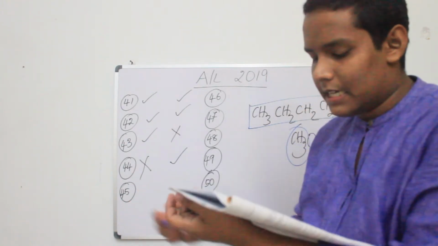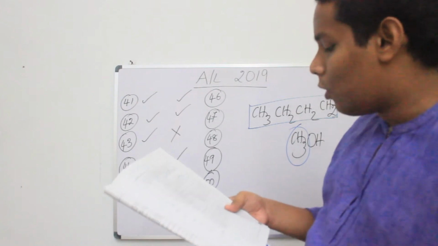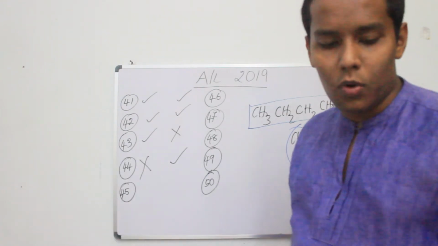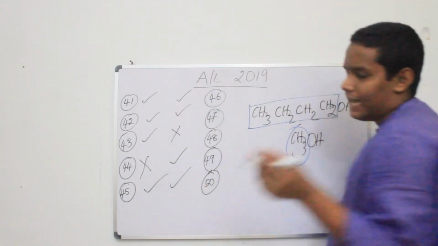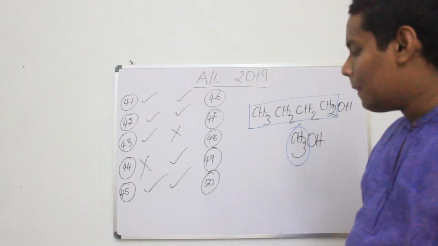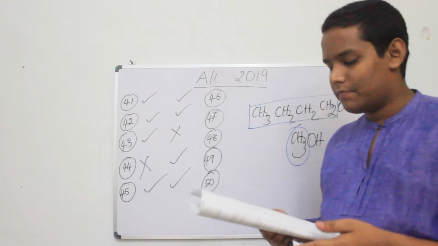45, the first one is correct. Second one, solubility of alcohols in water decreases as the size of the nonpolar alkyl group increases relative to the polar OH group. That's correct. That is how we have got this. So both are correct, and since they are explaining one another, 45, answer is answer number 1.